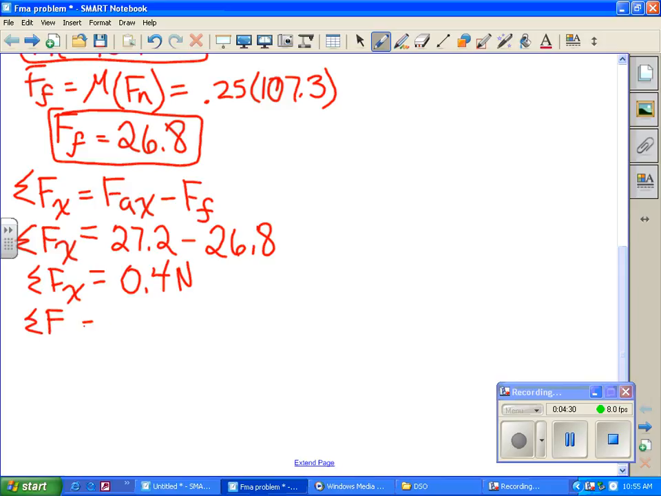So remember, net force is also equal to m times a. So I have 0.4 newtons is equal to 12 kilograms of mass times my acceleration. And then we solve for acceleration.